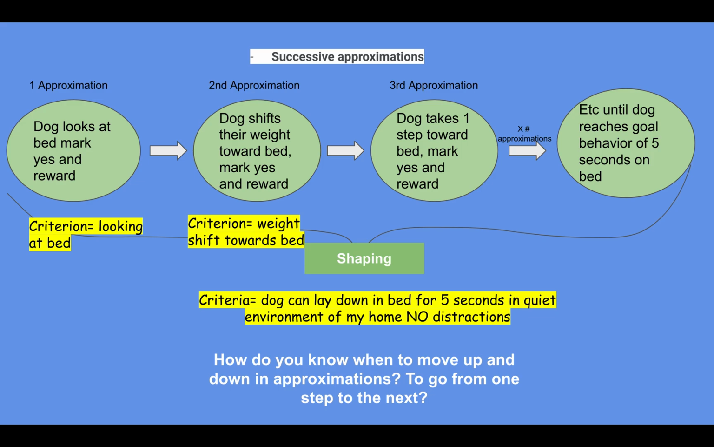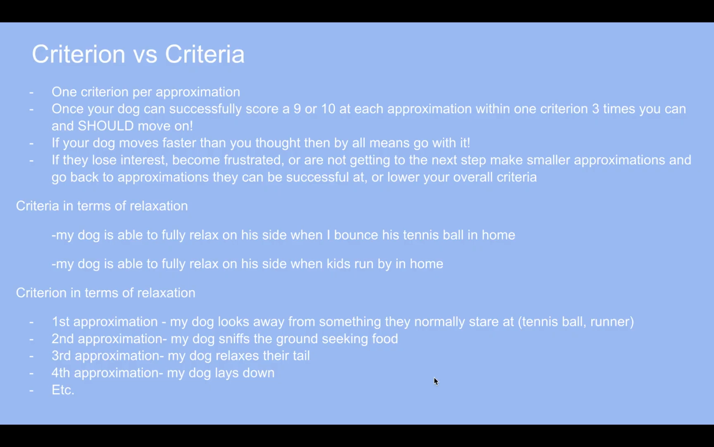So a lot of times when we're shaping something, we start to wonder, okay, how many times do I mark and reward my dog for looking at the bed? Maybe they're not taking that step towards the bed. So how many times do I do that? Or am I only marking and rewarding them taking a step towards the bed, and now they're just taking a step and then running to me for a treat? So how do you know when to go up in approximations, and how do you know when to go down? That's where you'll get into this criterion versus criteria discussion.